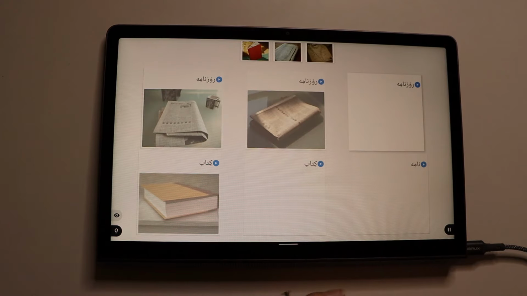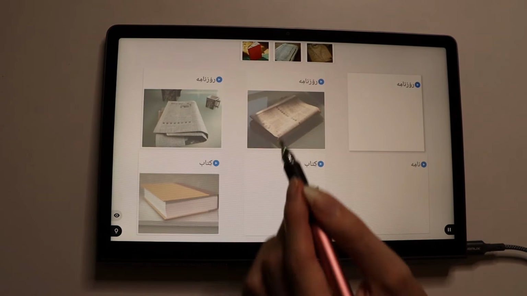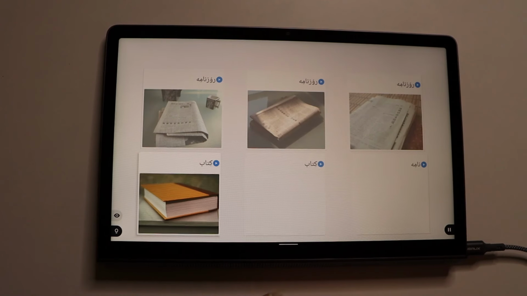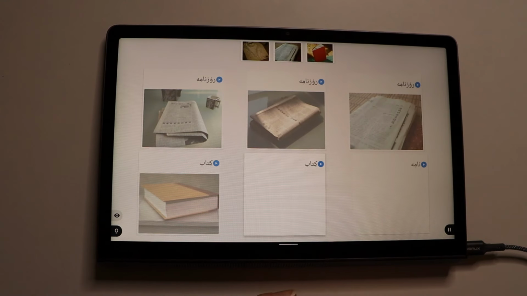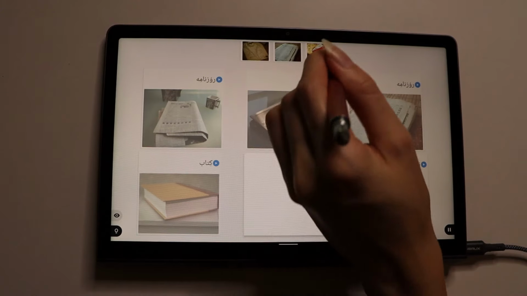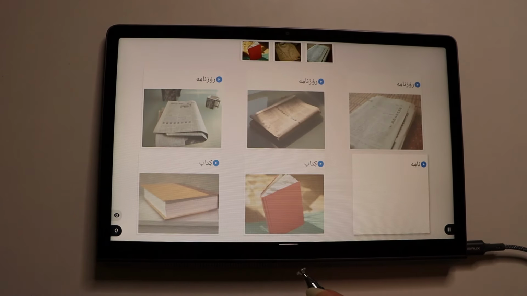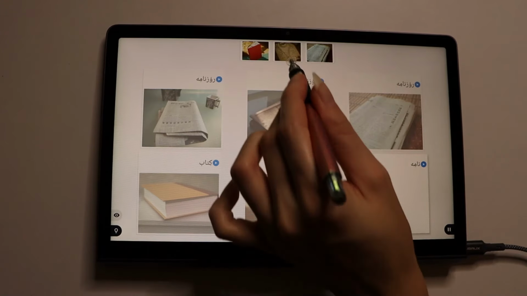Rusname is newspaper, I guess. Rusname. Oh, that's like in Arabic. Kitab is book. And name is... what is left? A letter? Name? A letter?